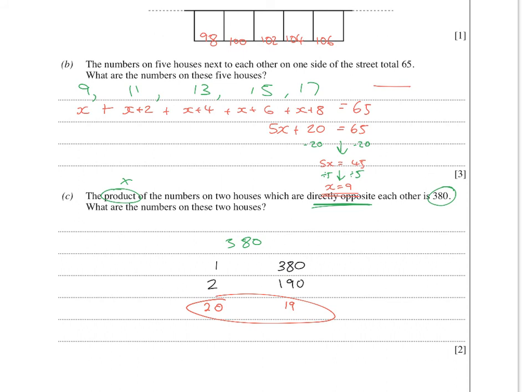Okay, again, these 2 marks you'll probably either get them or you won't, but just try and show some sort of knowledge that you know that 380 means product is times, and you're showing that you're trying to get numbers to times together to make 380.